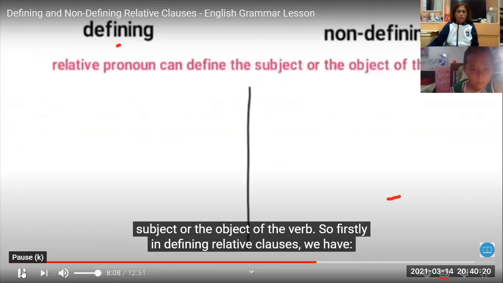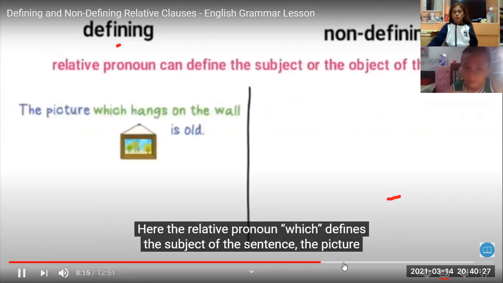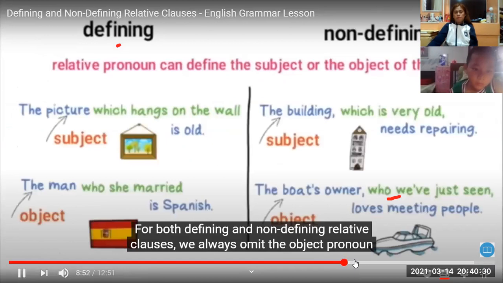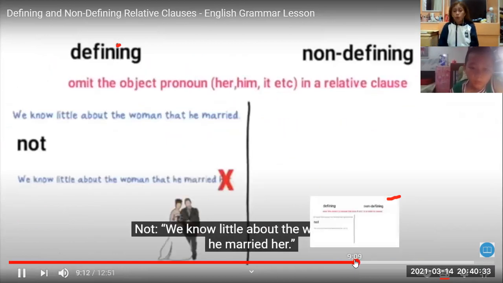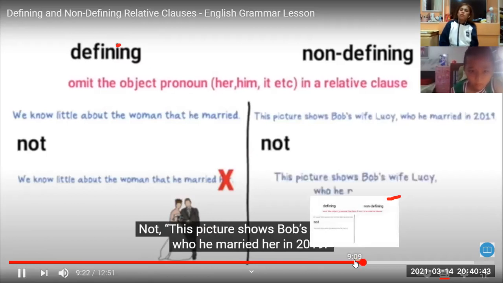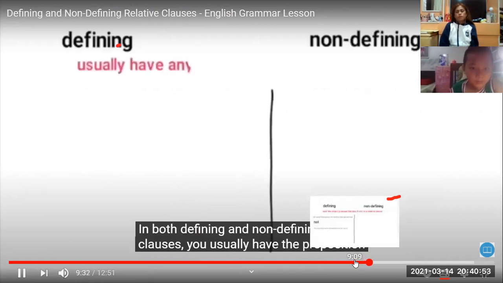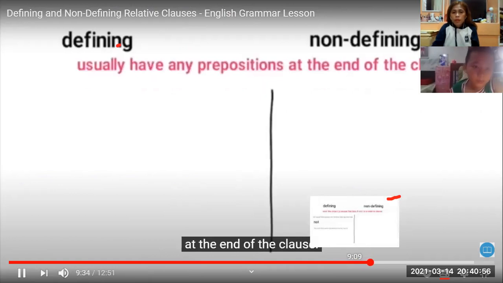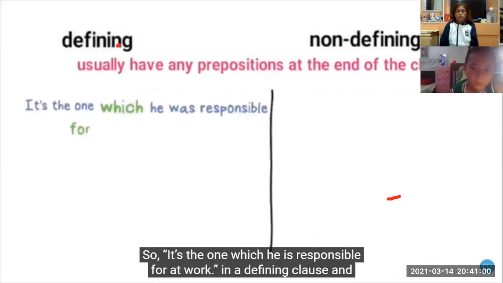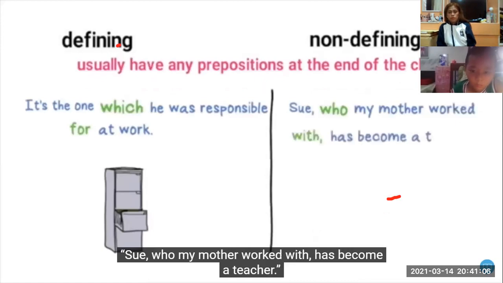So firstly, in defining relative clauses, we have the picture which hangs on the wall is old. Here, the relative pronoun which. Here, for both defining, about the woman that he married, her is wrong. Or this picture shows Bob's wife Lucy, who he married in 2019, and not who he married her in 2019. In both defining and non-defining relative clauses, you usually have the preposition at the end of the clause. So it's the one which he is responsible for at work, in a defining clause, and Sue, who my mother worked with, has become a teacher.